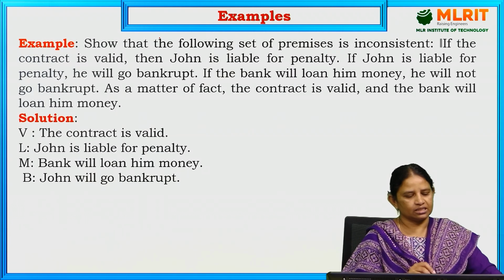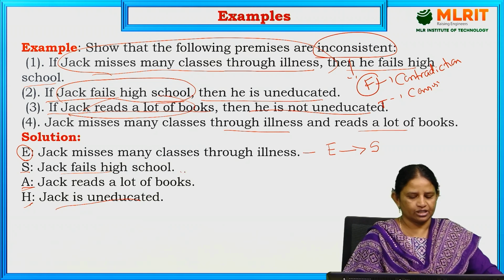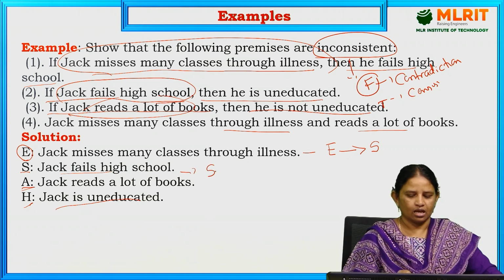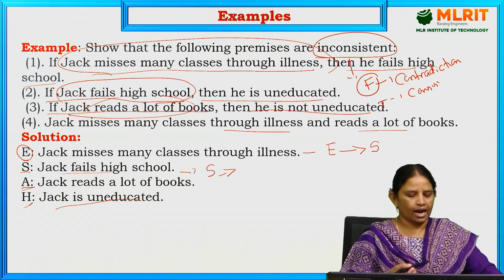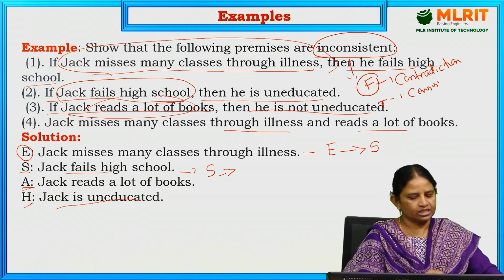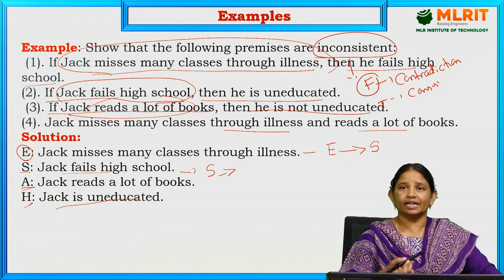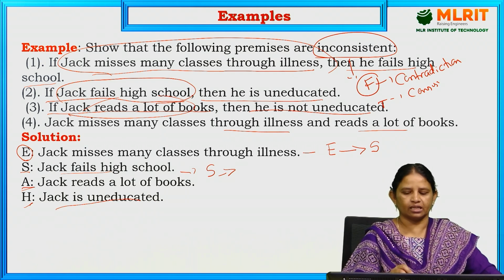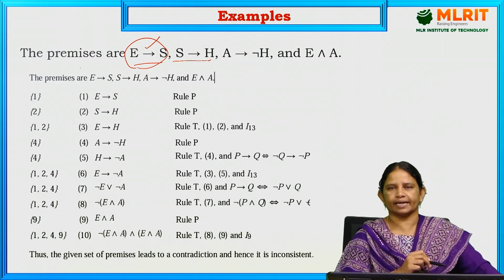Now consider the second statement. The second statement is: Jock fails high school, that is S. Then, he is not uneducated. Uneducated is represented by using H, but he is not uneducated means negation H. So S tends to H is the second notation, or second premise.